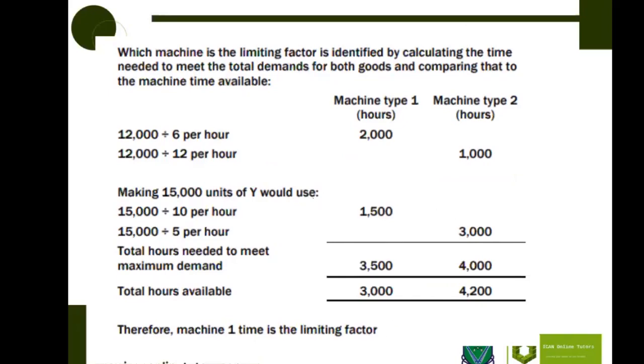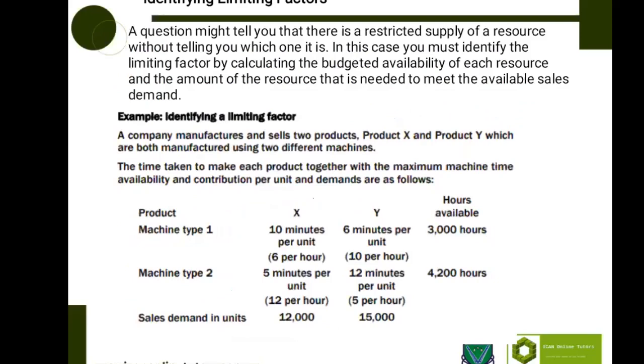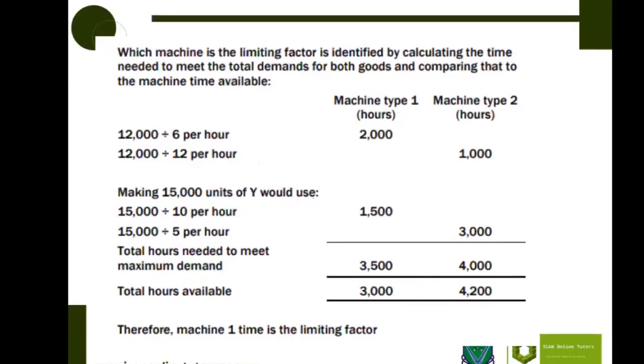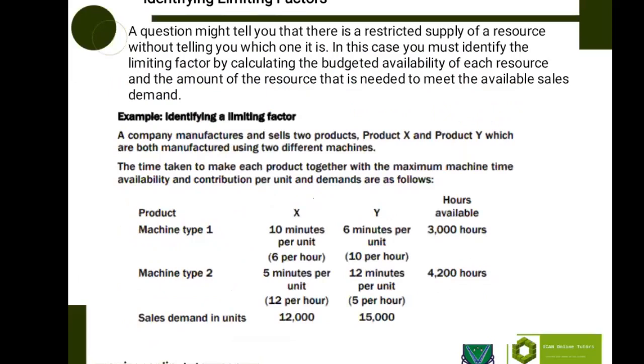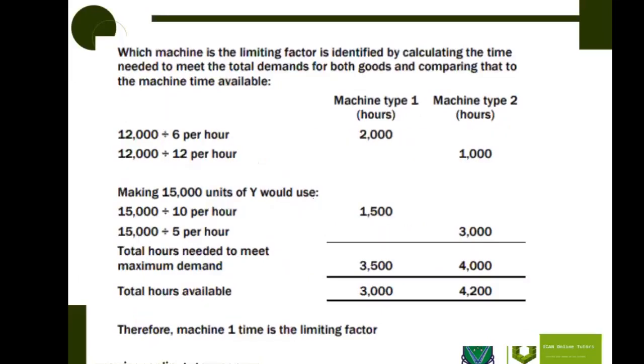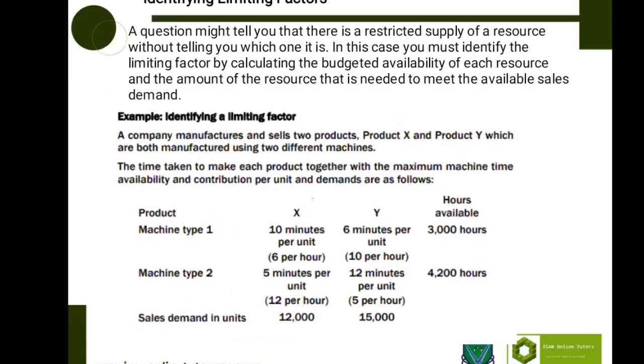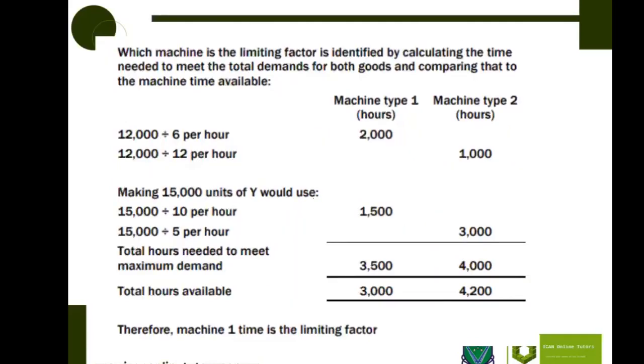So going back to our question, the sales demand for X is 12,000 and for Y is 15,000. Taking X first, the sales demand is 12,000, and for machine type 1 we were told it is 6 per hour. So 12,000 divided by 6 gives us 2,000 hours. Then for machine type 2, still with X, 12,000 divided by 12 gives us 1,000.